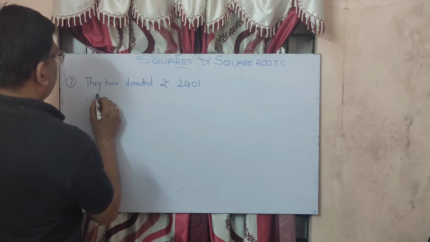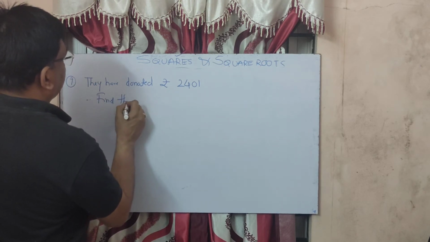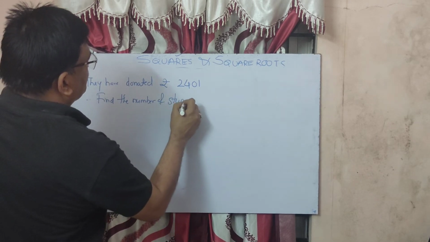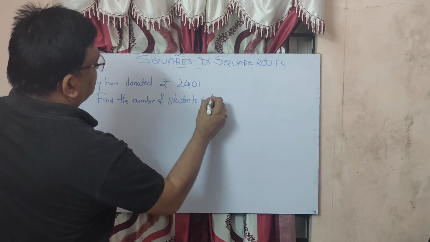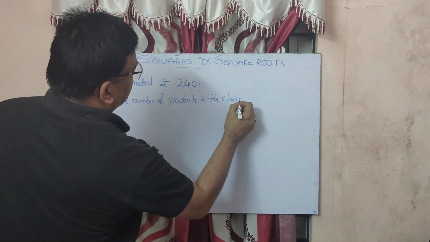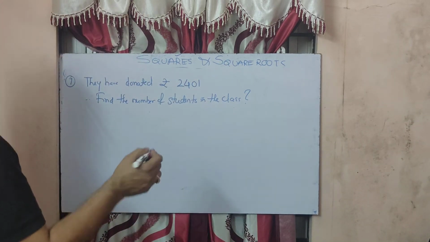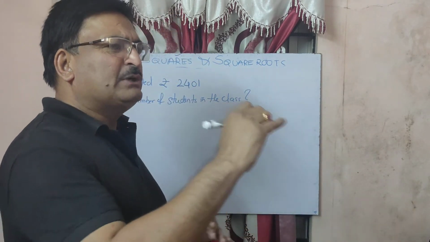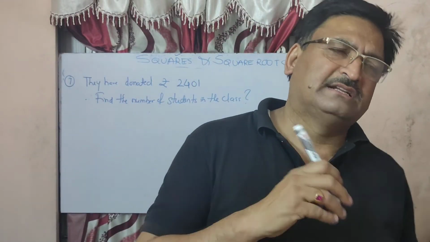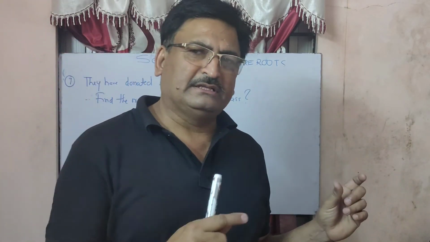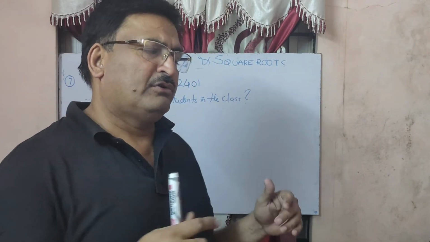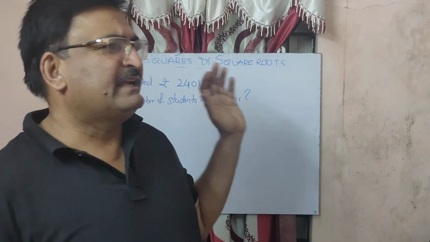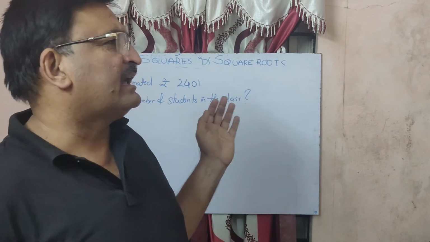So what is the question? Find the number of students in the class. So same thing, the question may be whatever it may be. For example, if 3 into 3 is there, then what will be the answer? 9. That is a perfect square. 4 into 4, perfect square. 5 into 5, perfect square. 6 into 6, perfect square. This means they are asking the same thing.